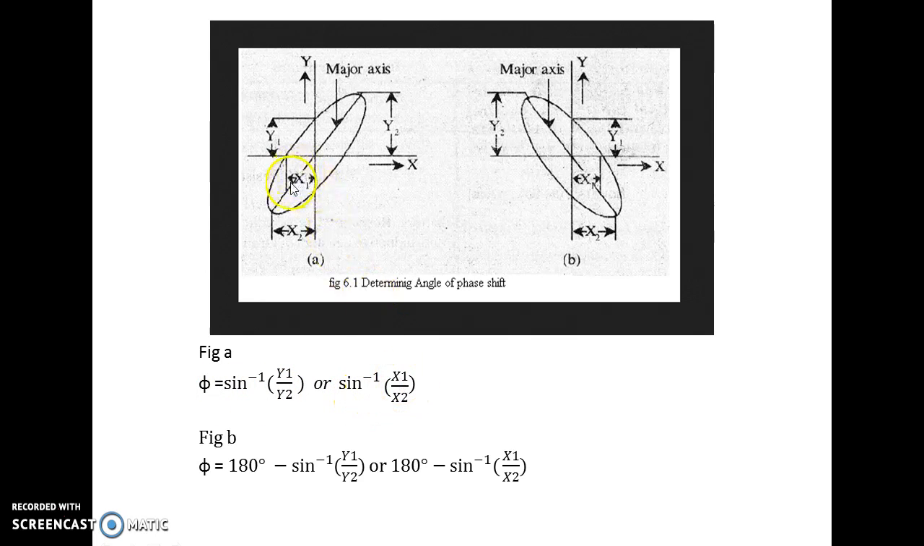x1, that is wherever the ellipse touches the x-axis, that's x1, and the peak in this horizontal direction is x2. Now for an ellipse in the second and the fourth quadrant, you have to consider a 180 degree phase shift as well. So the formula for the phase difference is 180 degrees minus sin inverse of this, as we've already discussed. This is how you can find the phase difference between two signals.